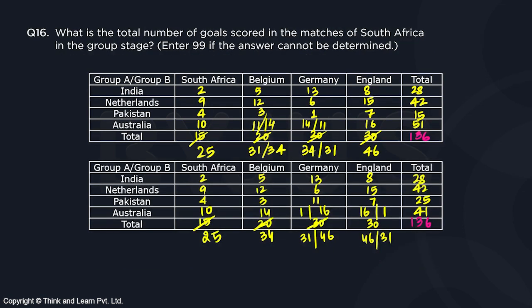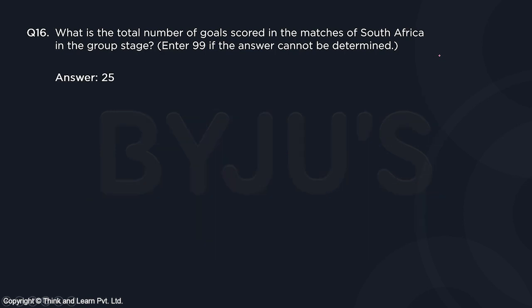Question number 16. What is the total number of goals scored in the matches of South Africa in the group stage? So the total number of goals scored in both the cases is 25. Since it's a theta question, we are supposed to put in 25. 25 is the answer.